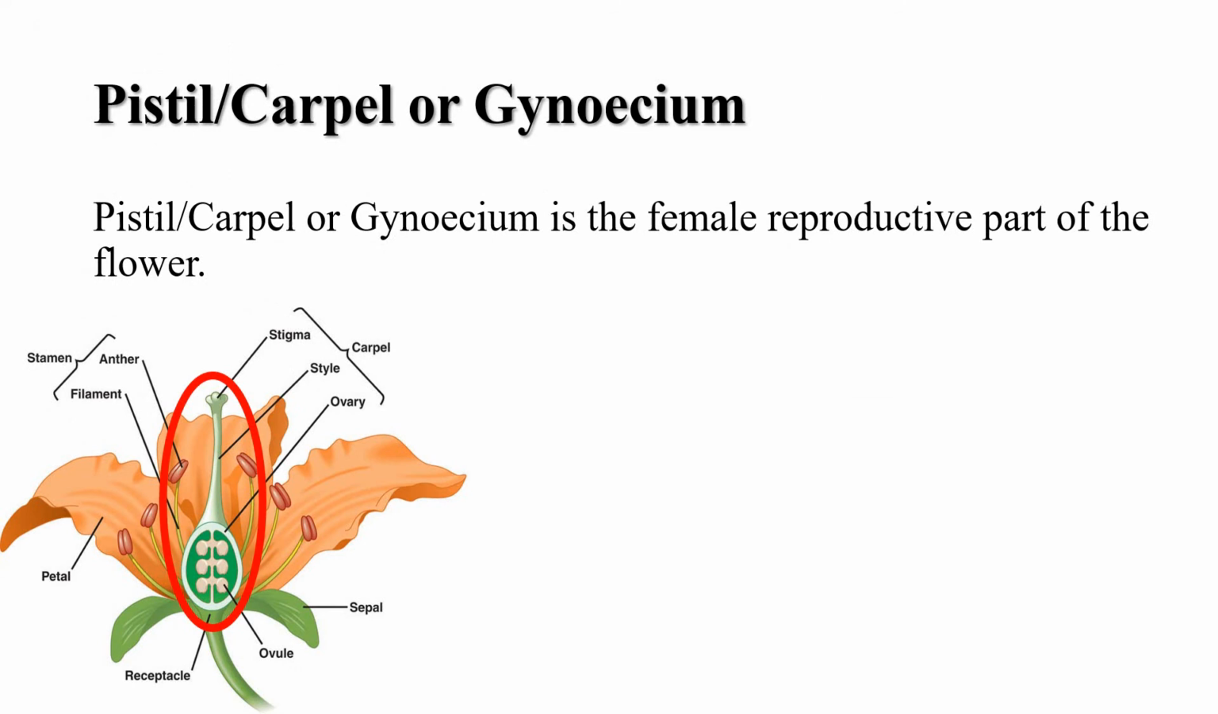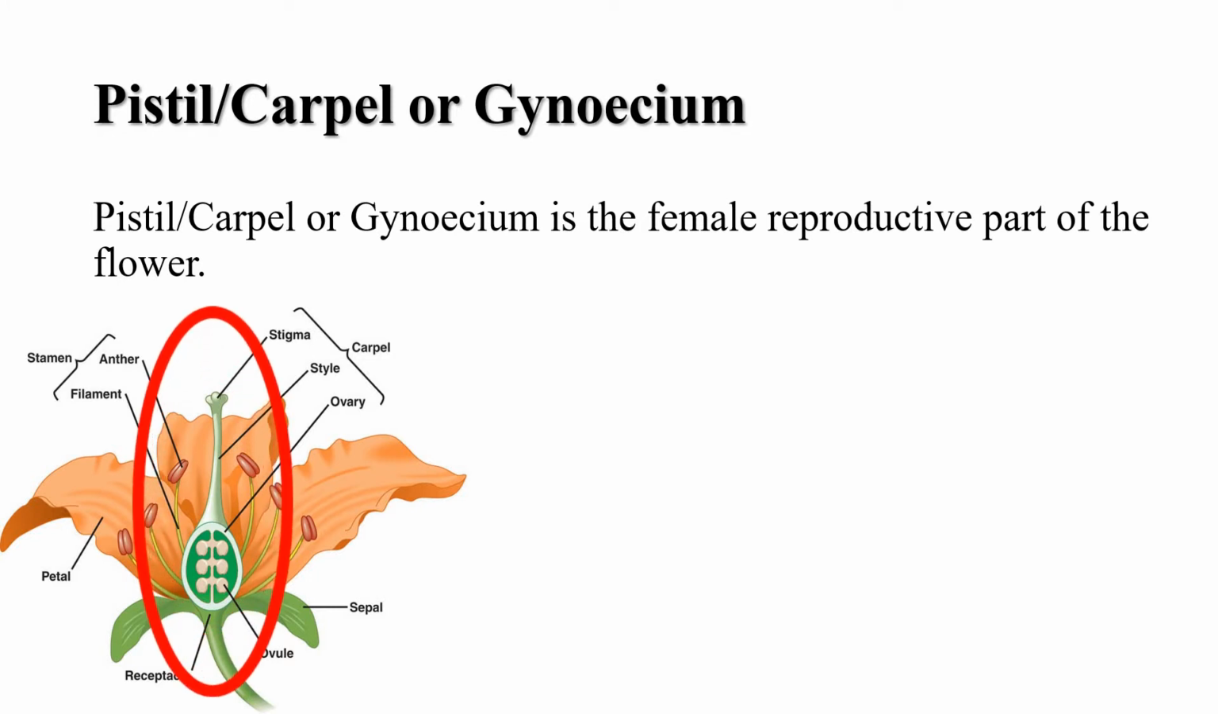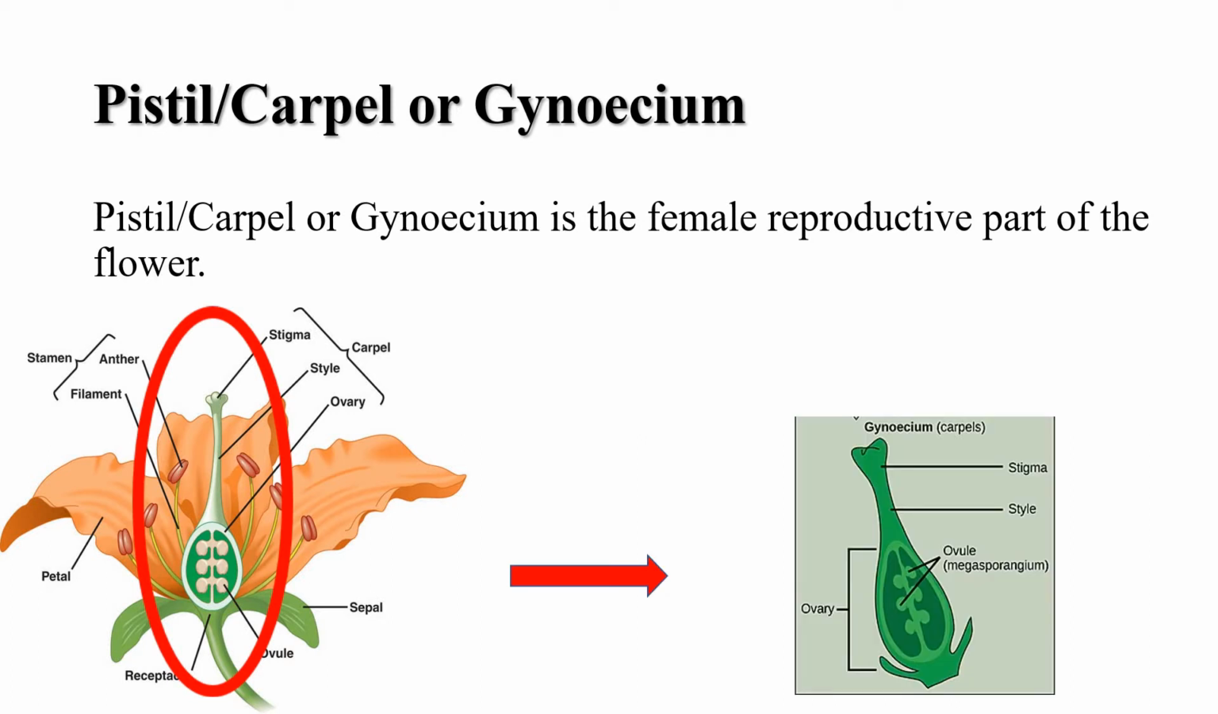And now let us know about the second reproductive part of the flower, the pistil, carpel or gynoecium. The pistil or gynoecium is the female reproductive part of the flower. The encircled part of the flower is the female part, the gynoecium. If we take a close look at the gynoecium, then we find out that it consists of three main parts: stigma, style and ovary.